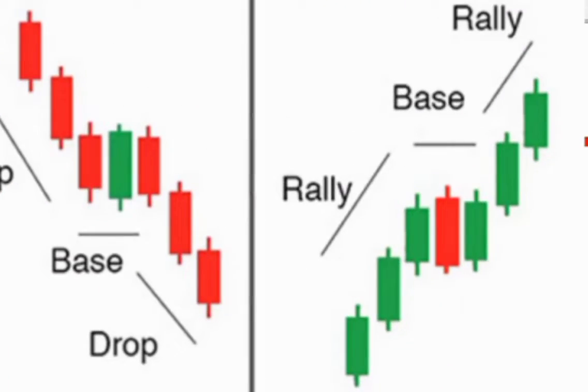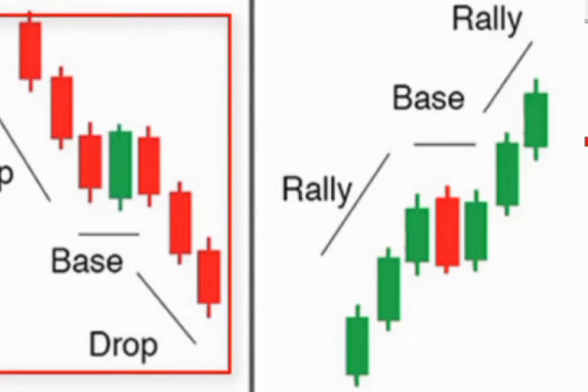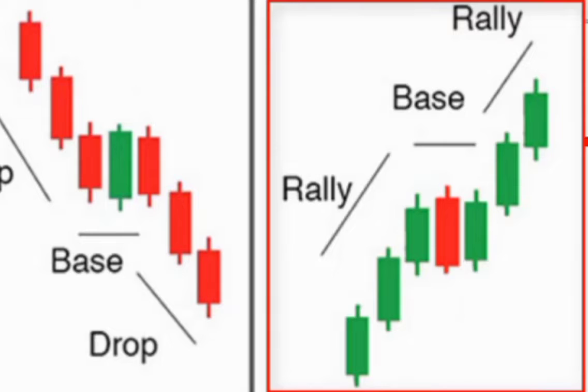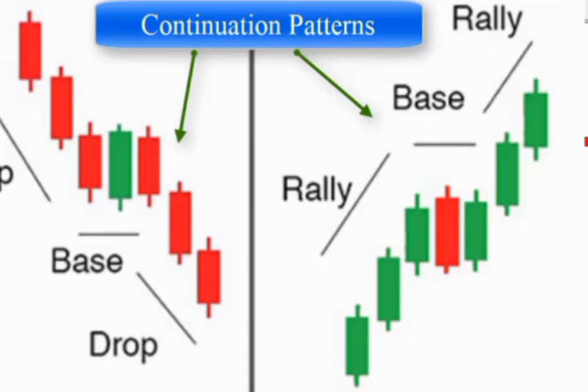Hi everyone, in this course we are going to learn how to identify supply and demand. To be able to identify supply and demand on your charts, you have to know that there are two types of supply and demand. The first type of supply and demand zone is the drop-based drop patterns, as you can see here, or the rally-based rally patterns, as you can see here. These patterns are considered continuation patterns. Let me break it down for you guys.